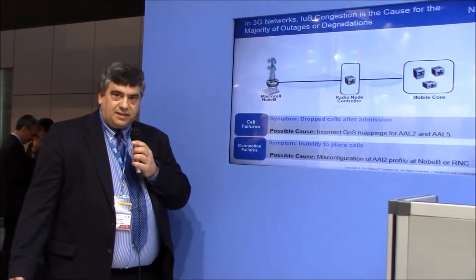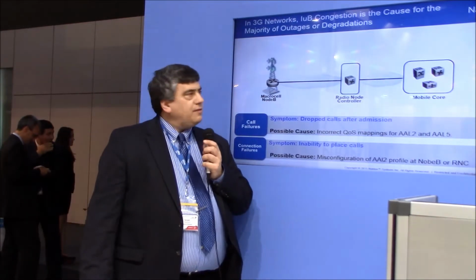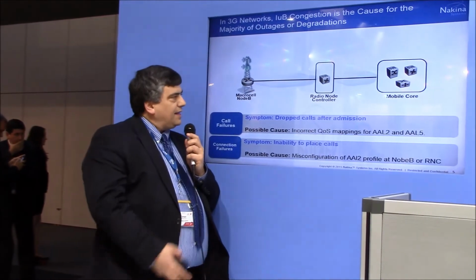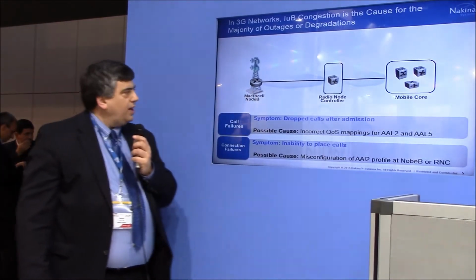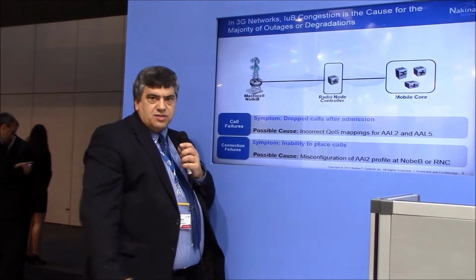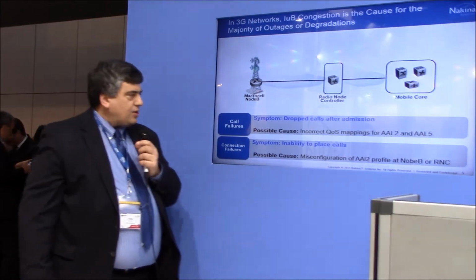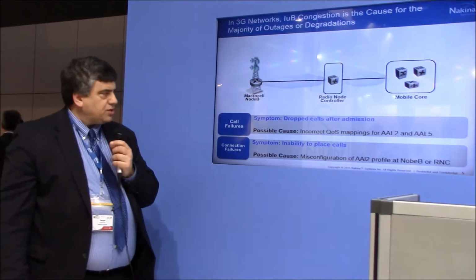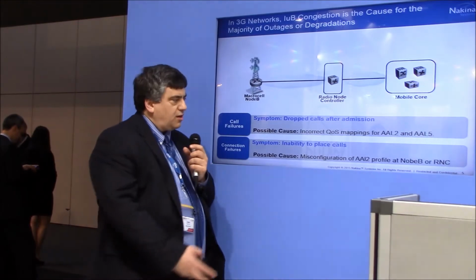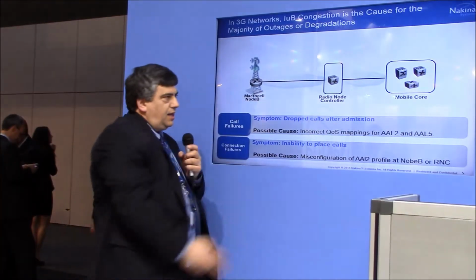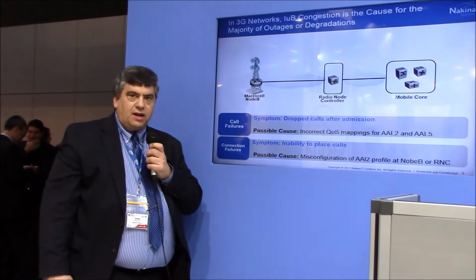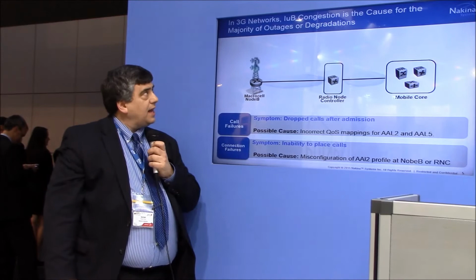If you look at the detail in a 3G network, a lot of problems are caused at the IUB link. The IUB link is between a radio node controller and a node B. You've got a lot of call failures and connection failures caused by misconfigurations, either of QoS mappings or misconfigurations occurring at the RNC or the node B or between the two of them. We found that in a lot of the service providers that we've looked at.